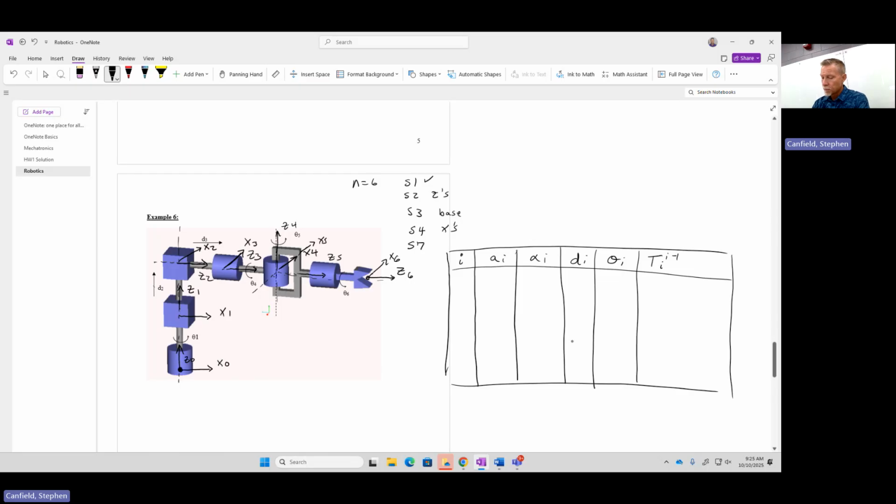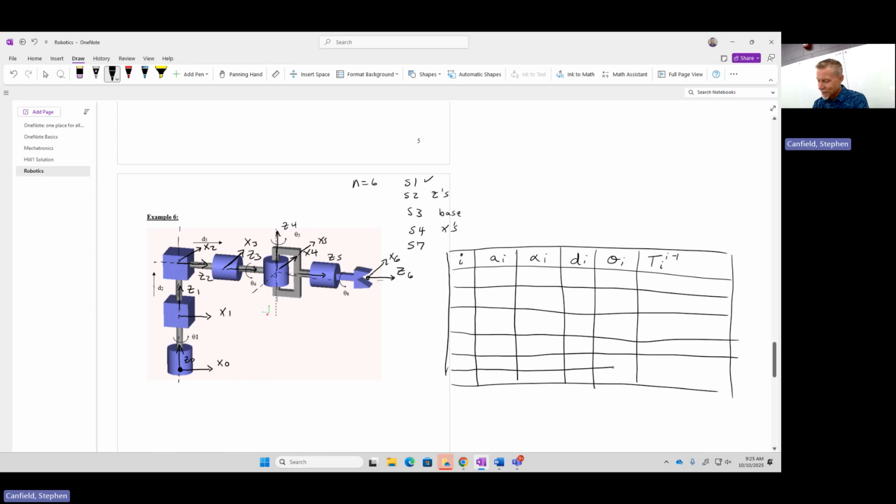So my rows are for each joint, and I've got 6 joints. So there's going to be a row 1, row 2, row 3, row 4, 5. Not the world's best table, but there we go. So I had 6 joints, so I need 6 rows. Now I like to go column at a time. So A's, so far so good? Yes.